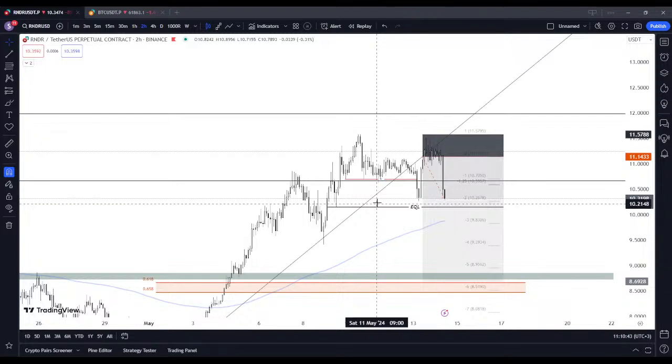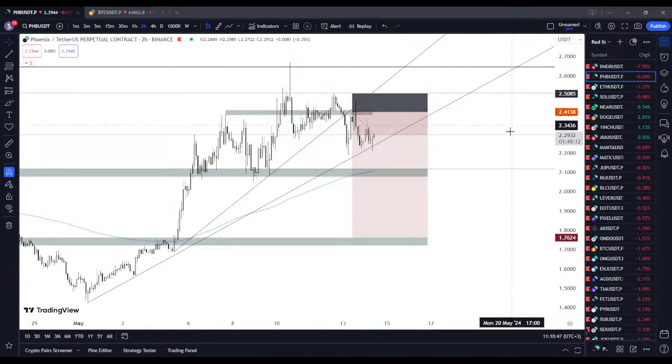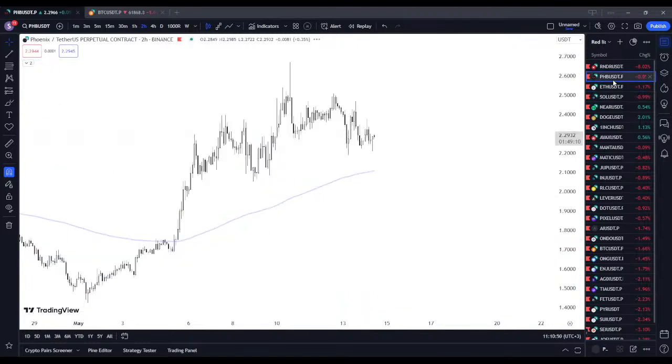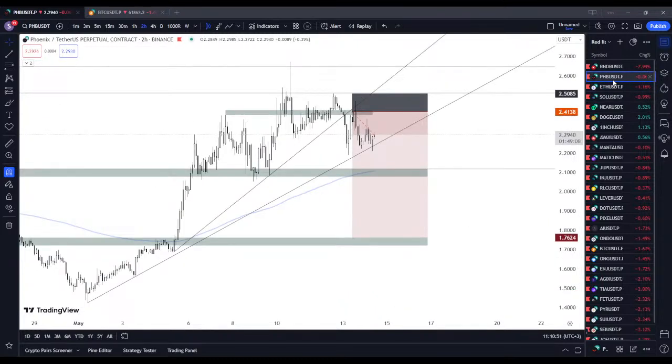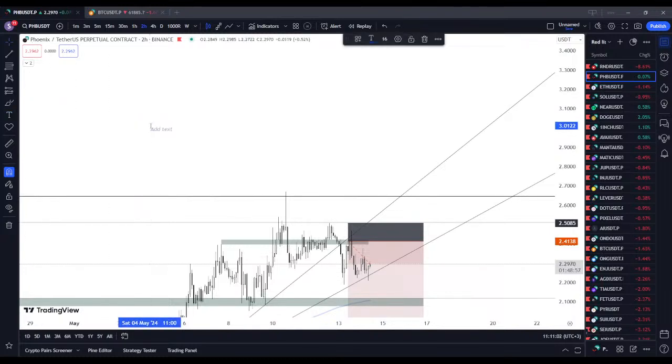So render, I think it took profit here. Okay, let's see. PHB, this one is quite bullish. Maybe it wants to do something. We have quite some setups, so I'm okay with that. Like making an update of what do we have. I have render, Doge, Ethereum, near, PHB, Bitcoin. So these are pending.